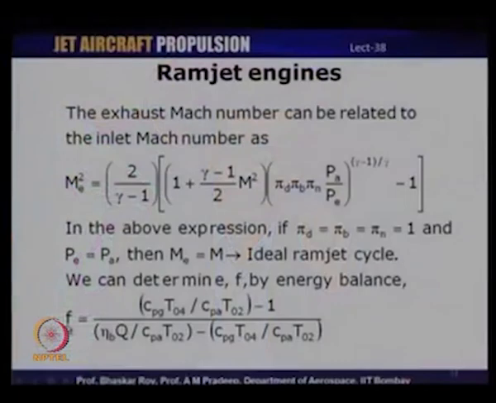So, if we do the energy balance, we should be able to find out the fuel to air ratio. The only difference between what is happening in an ideal cycle and a real cycle is that here there is an efficiency of combustion coming in. If you look at the expression for the fuel to air ratio, it is exactly the same except for a slight difference. In an actual cycle, of course, we will also be taking into account the variation of specific heat with temperature. So, you can notice that there is a specific heat difference here. For combustion products, we will associate a specific heat, let us say Cpg. The expression is f equals [Cpg T04 divided by Cpa T02, minus 1] divided by [eta_b Q divided by Cpa T02, minus Cpg T04 divided by Cpa T02]. So, this is the fuel to air ratio as applied for a real cycle.